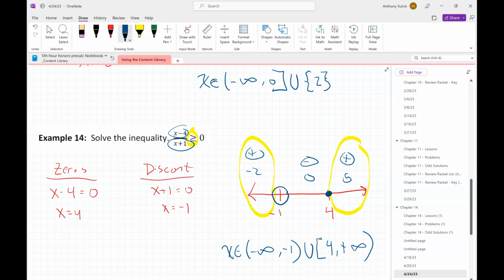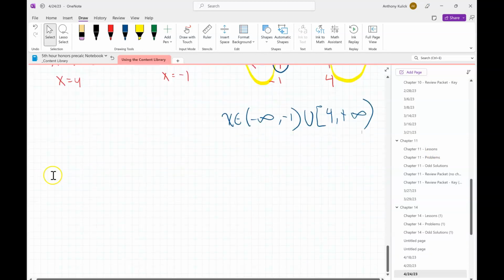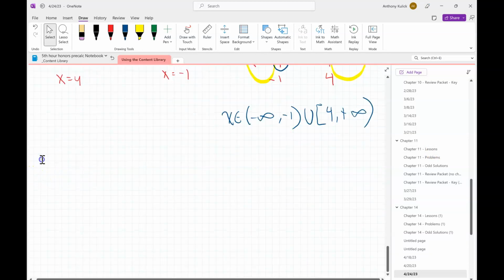What do you say? So far, so good? Still doing all right? Not too bad, right? It's a little different. We didn't really do this in Algebra 2, but it's not that bad.